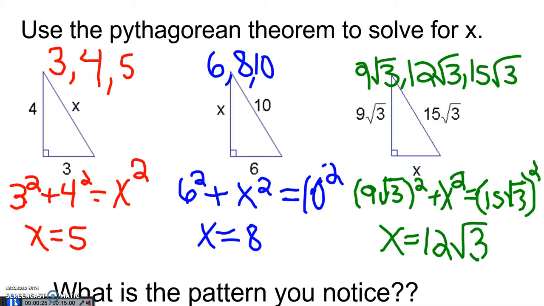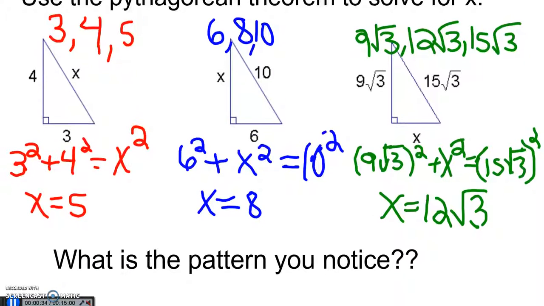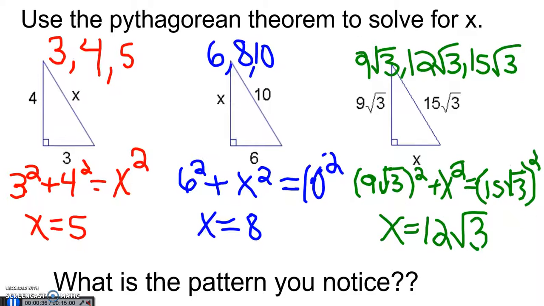Okay, so you should have gotten x equals 5 for the first one, x equals 8 for the second one, and x equals 12 root 3 for the third one. So let's see what patterns we notice here. I have the sides written on top of each triangle. So let's just look at the first two. We have a 3, 4, 5 and a 6, 8, 10.